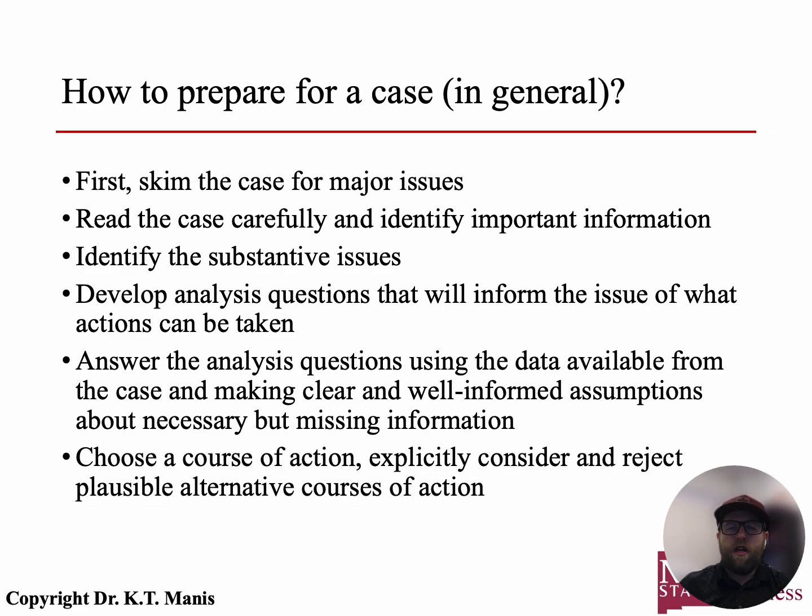Okay. And from there, you have to choose a course of action and explicitly consider and reject plausible alternative courses of action. And this is key for any strategic decision making, right? I have a lecture on what makes a decision strategic. And specifically, you have to choose from alternative competing choices, right?